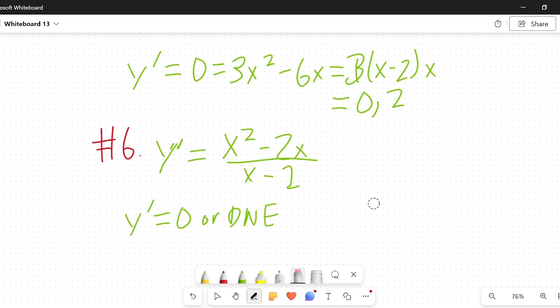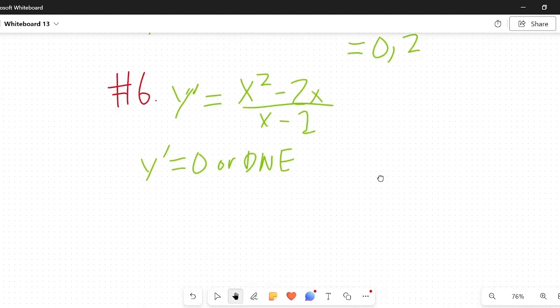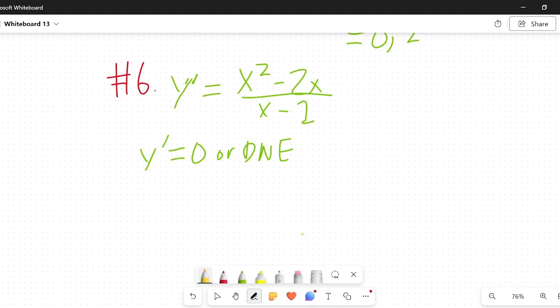I don't know why I'm doing this, but essentially the list of values that we formed for our critical numbers are 0, 1, and 2. So the numerator is 0 at x equals 0, and it's equal to 0 when x equals 2 as well, right? And then 1 is when the denominator is 0, so it will essentially not exist.